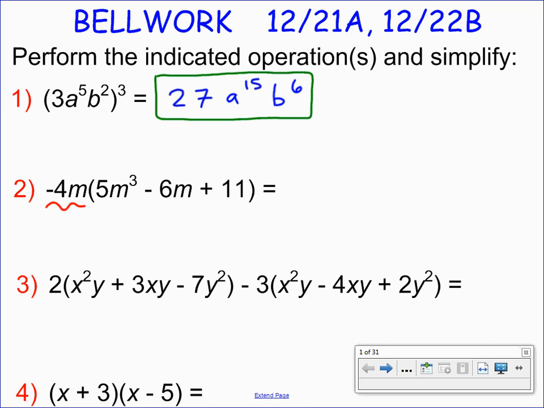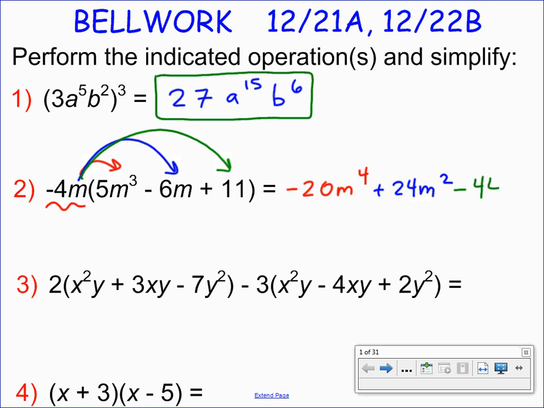Thank you. We'll go ahead and distribute that through using, you guessed it, multiplication. So our first multiplication will be negative 4m times 5m cubed, looks like negative 20m to the, and now we are going to add exponents. 1 plus 3 is m to the 4th. Next term, we'll go ahead and grab onto that negative 4m again and distribute it through the parentheses. Negative 4m times negative 6m is plus 24m squared, and lastly, that negative 4m times the positive 11 all the way through, then is negative 44m.